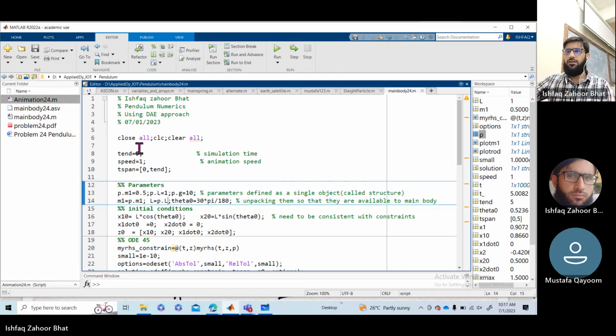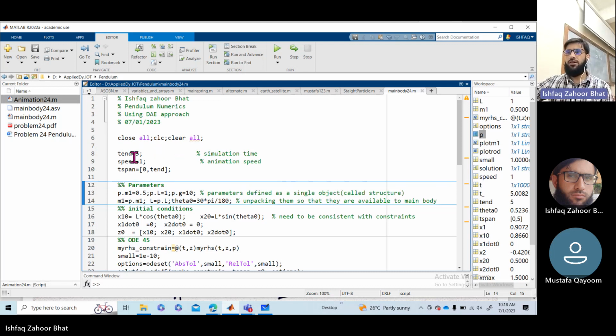So close all, close C. First, whenever you write some code, you should write your name, what problem you are simulating, and what the method is. So we will be solving this using the DAE method, and also don't forget to write the date.